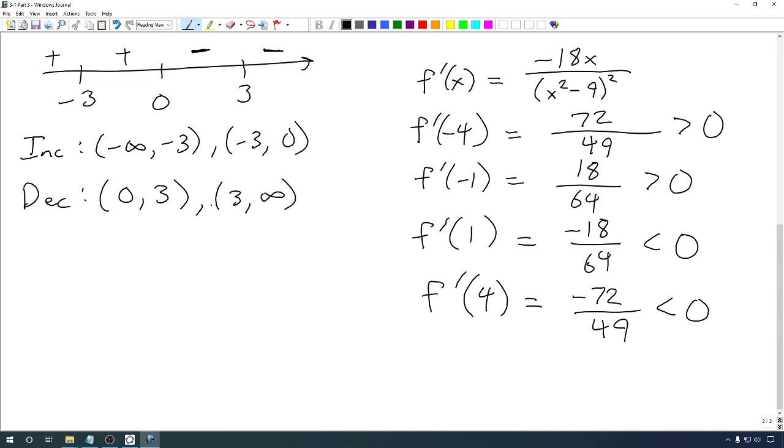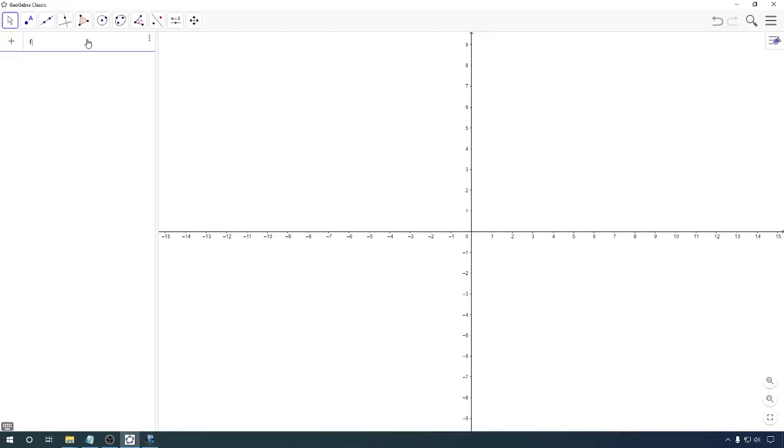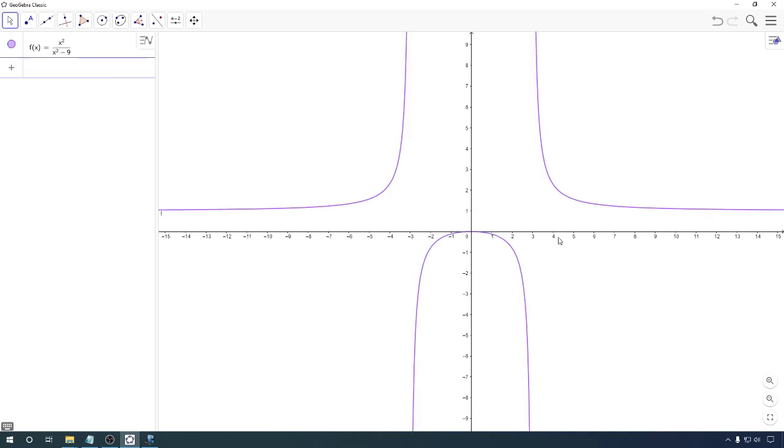Now, in our last example, we actually had a case where we had two increasing intervals right next to each other. And we saw from graphing that we could combine those two intervals together. However, in this case, we can't do that. And it's a little hard to see why if we don't graph it first. So our function f of x was equal to x squared divided by x squared minus 9. We have this graph right here.